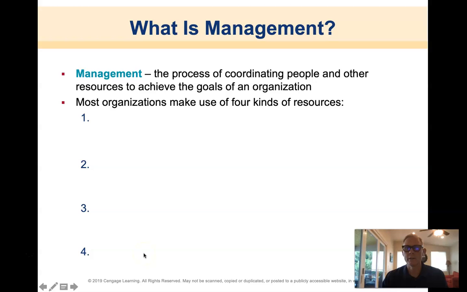So first, what is management? It's the process of coordinating people and other resources to achieve the goal of the organization. Okay? Most organizations make use of 4 kinds of resources. I believe we've already talked about these, but they're material resources, human resources, financial resources, and then information resources.